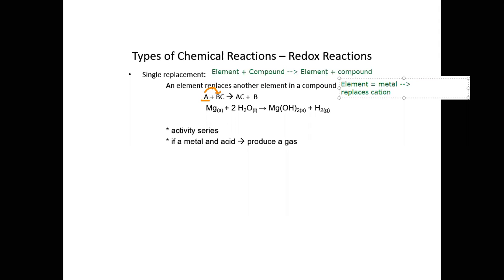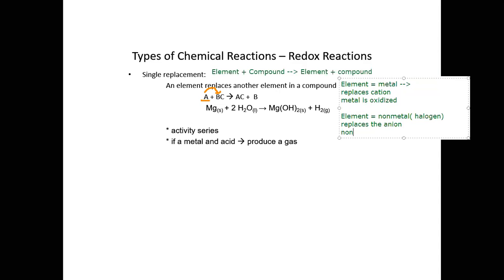So if your element is a metal, it's going to replace the cation, and the metal is going to be oxidized. Now, if your element is a non-metal, or usually a halogen, and this is the only case, so it would be a halogen, then it replaces the anion in the compound. And the non-metal is reduced.